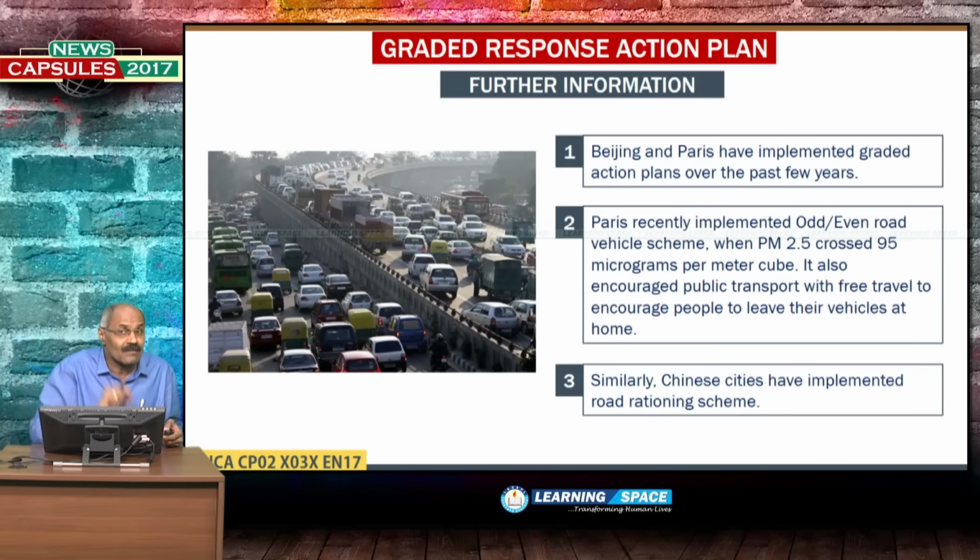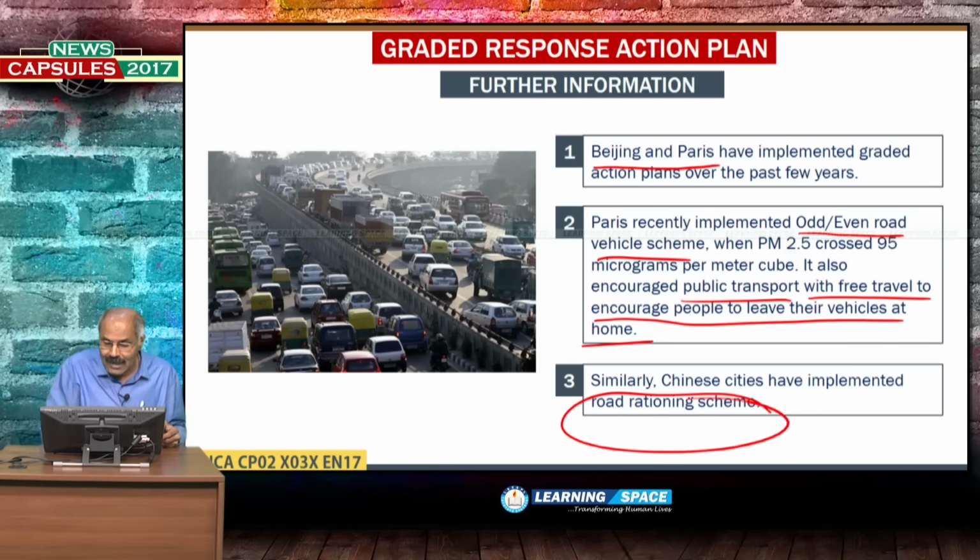Next, if you look at other countries, Beijing as well as Paris have implemented similar action plans. Paris recently implemented this odd-even road vehicle scheme when PM 2.5 crossed 95 micrograms per cubic meter. It also encouraged public transport with free travel to encourage people to leave their vehicles at home. Similarly, Chinese cities have implemented a road rationing scheme. So, there are world experiences on this, especially two cities, Beijing and Paris.